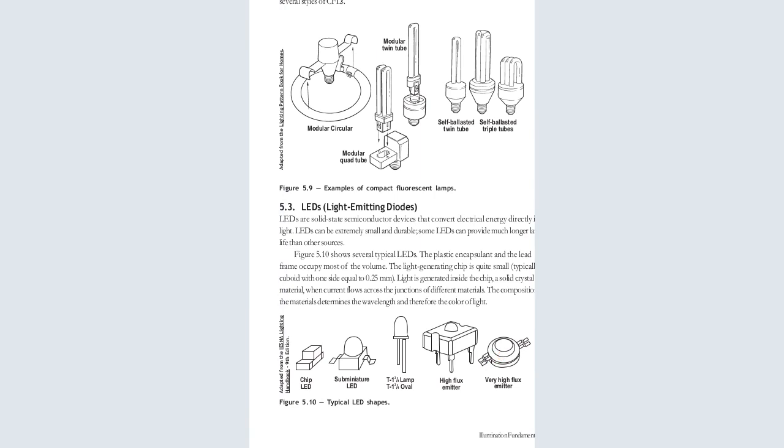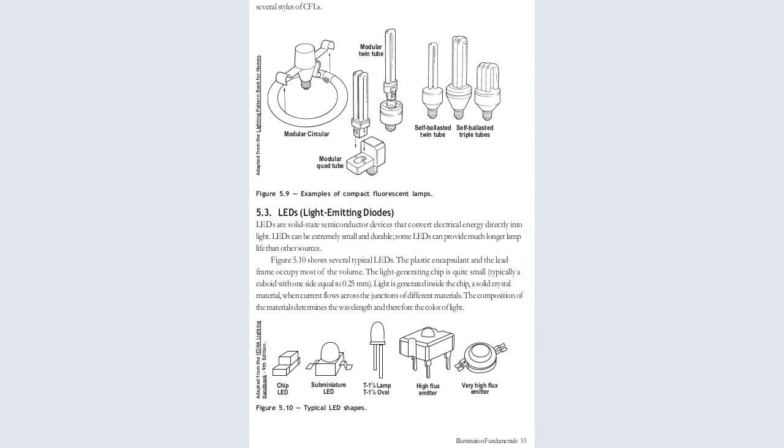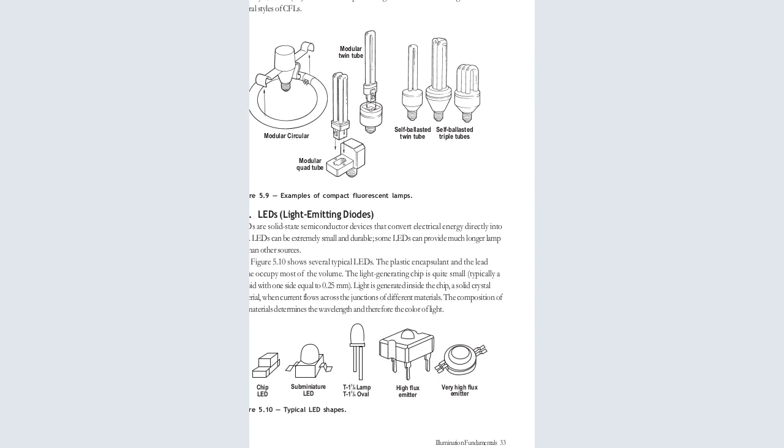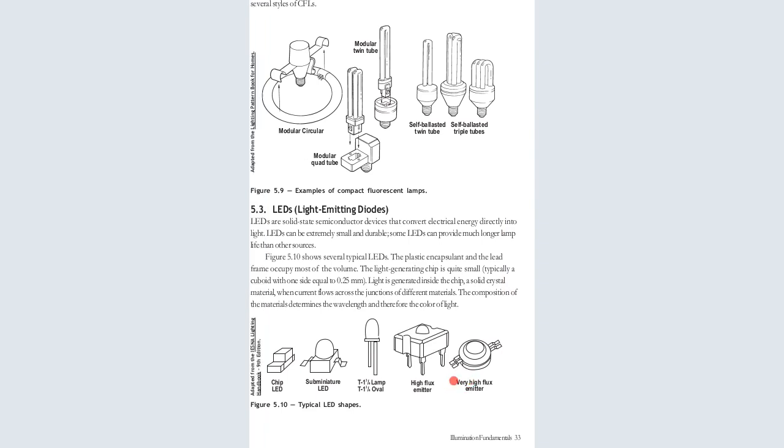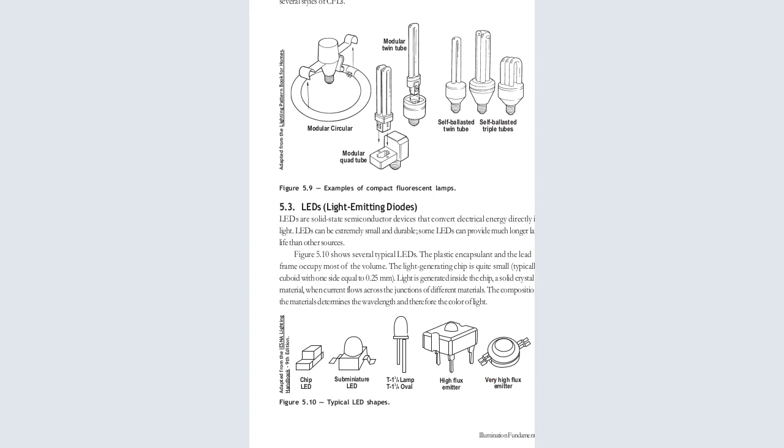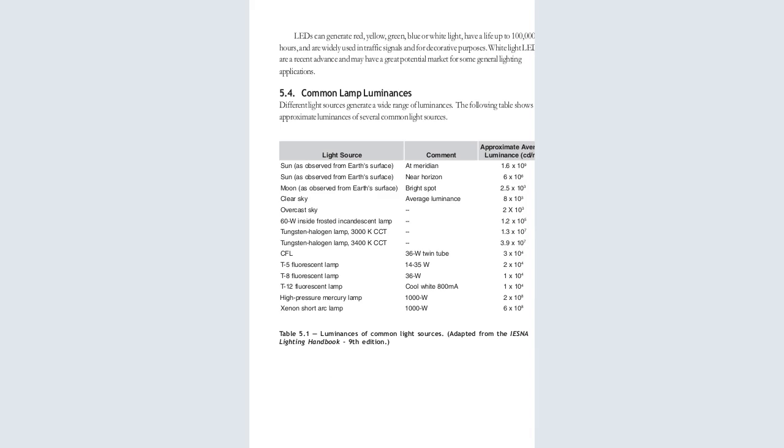So you can see the chip, the LED, the sub-miniature LED, the lamp overall, the high flash emitter, and the very high emitters. So you normally see the LEDs when they are installed. The LEDs range from those that we even use in projects to those that are downlighters and any other thing.